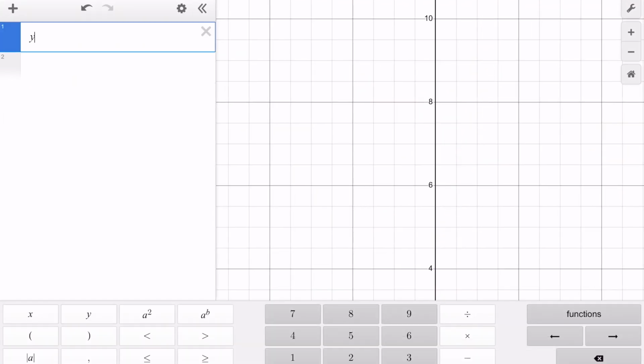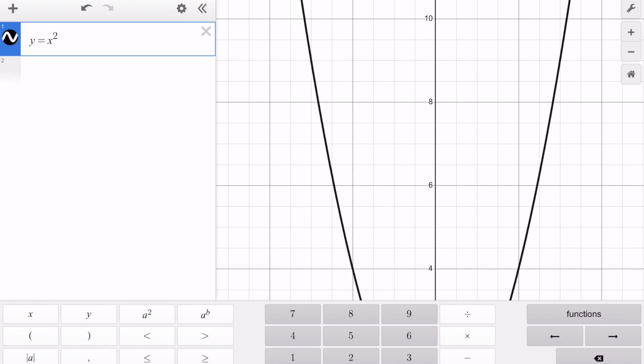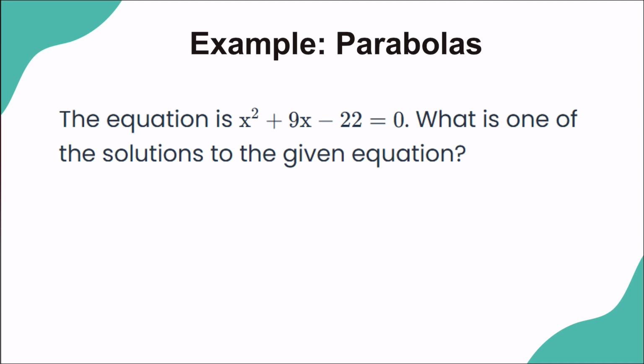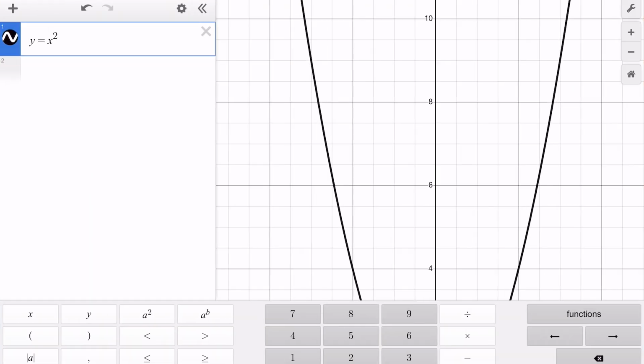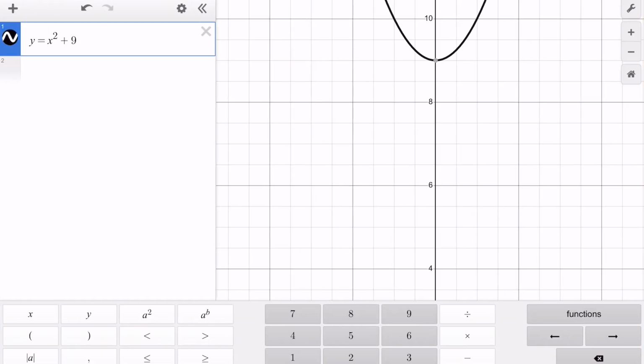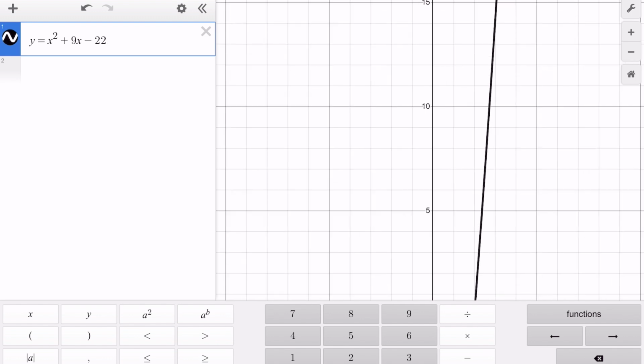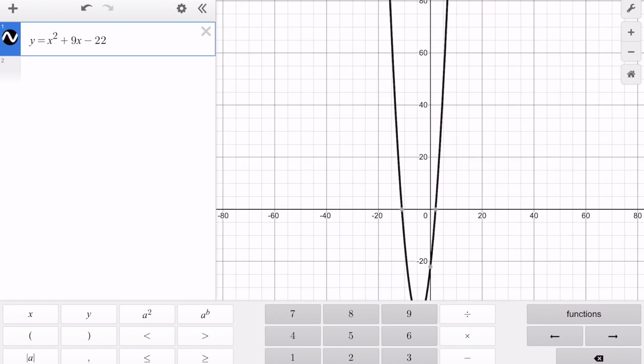So here in Desmos, I'm going to put in our equation, y equals x squared, and squared is just this little square button here, plus 9x minus 22. And another important note here is sometimes you have weird zoom or your graphs are really big, and so it'll look like it's not really showing up on the grid, which is what it kind of looks like here. And so you can just zoom out with this little minus button here until it looks like a parabola.